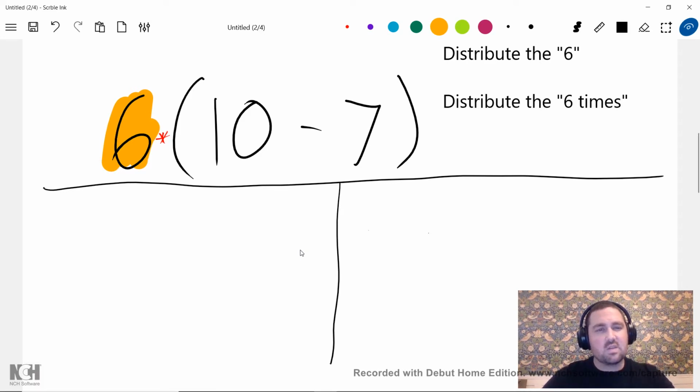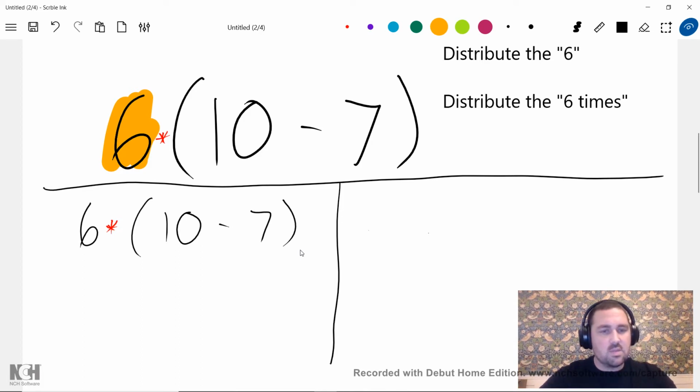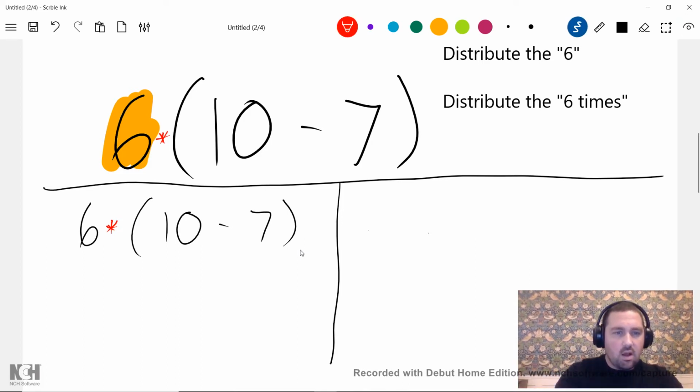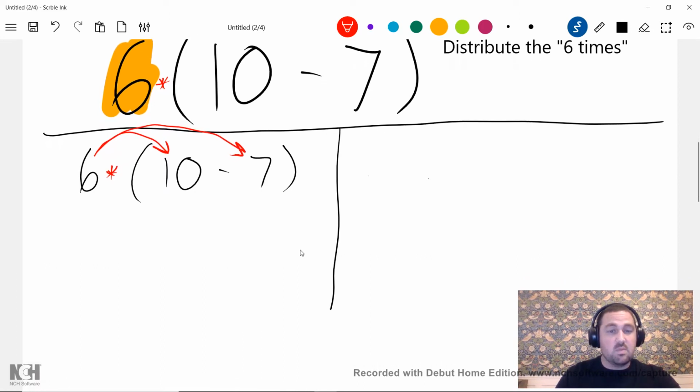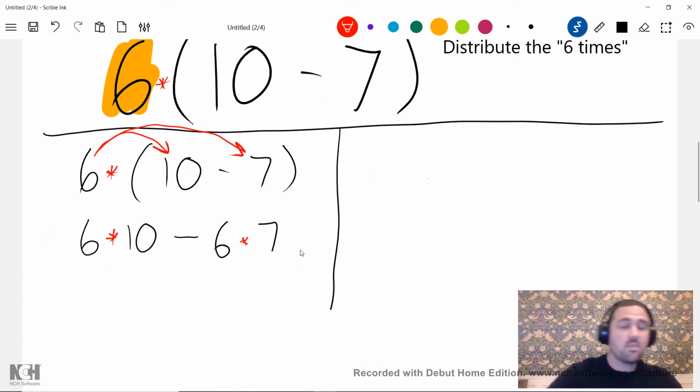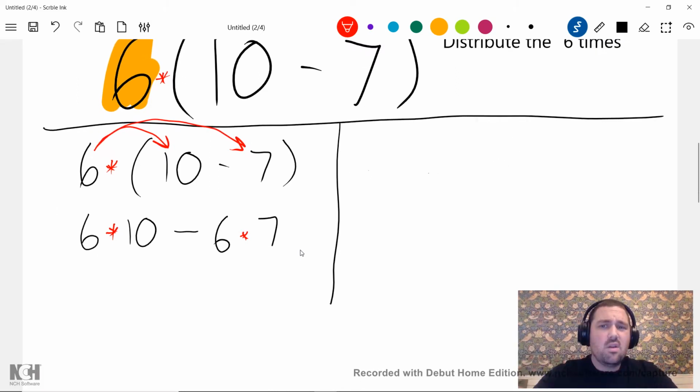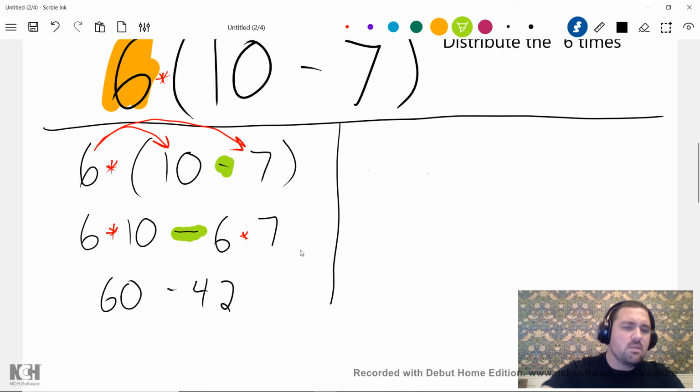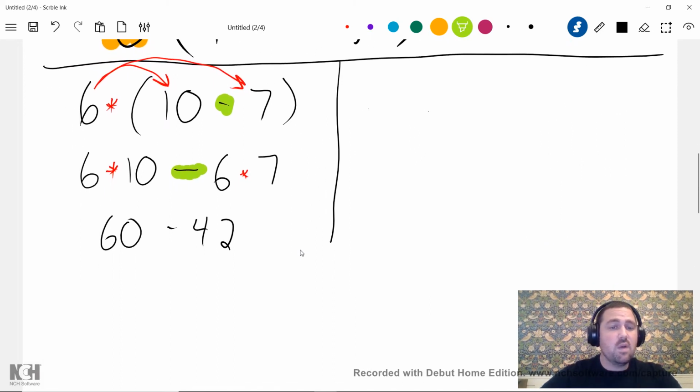How do we simplify this expression using distribution? Well, we would start with this 6 times the quantity 10 minus 7. Often with distribution, we like to show that we're distributing by using arrows or lines. So we would do the 6 times both of those parts. We would then get 6 times 10 minus 6 times 7. Notice that the subtraction symbol doesn't change in this situation. We then would simplify that to 60 minus 42, giving us a final value of 18.